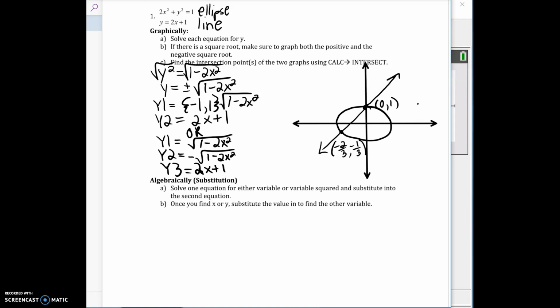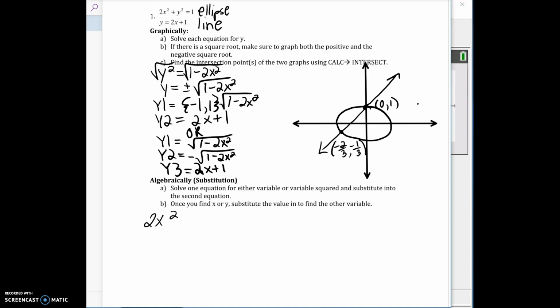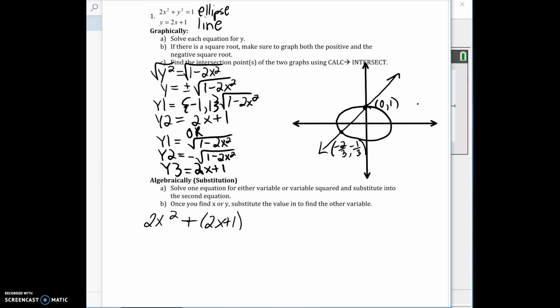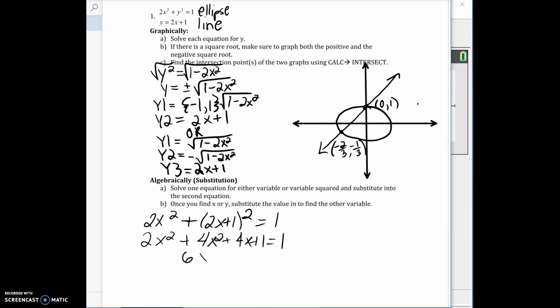Now, algebraically, it's not really going to be that much work. And technically, if I'm asking you to do both algebraically and graphically, you could do the algebraic first. For substitution purposes, I'm just going to take my 2x squared. I'm going to put into the y the 2x plus 1. This should be a situation that you're fairly comfortable with at this point. And then FOIL. Simplify it down a little bit.